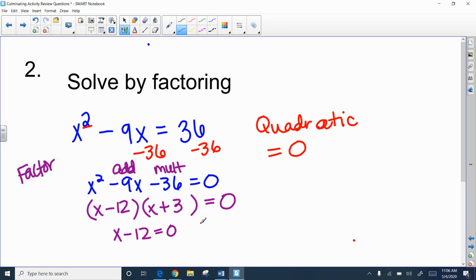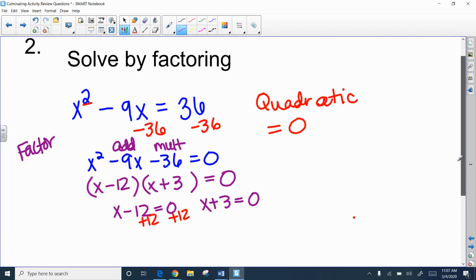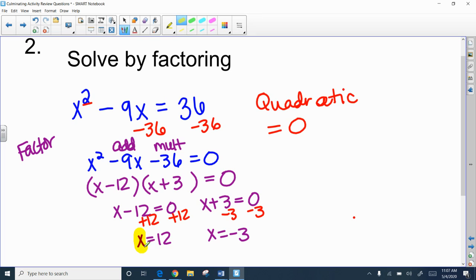So now you have to set each factor equal to 0. So x minus 12 equals 0 and x plus 3 equals 0, and then solve each one. So to solve this equation, I'm going to add 12. So we get x equals 12. On this equation, I'm going to subtract 3. So we're going to get x equals negative 3. So those are my two answers, 12 and negative 3.